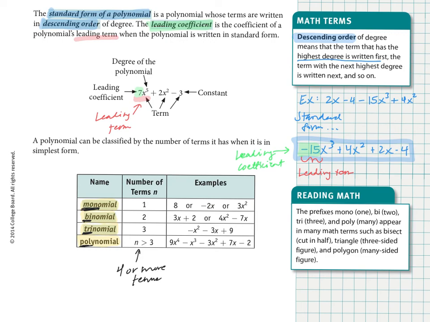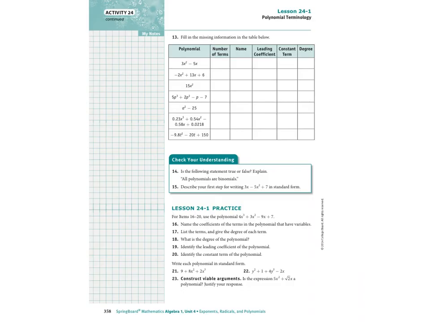Let's go ahead and head to the next page. Now, at this point, your teacher is going to be assigning you your homework for tonight, because I know this was a bigger lesson, looking at our vocab. For Miss Graham's class, we are going to be looking at page 358. I want you to do number 13 for homework. That means you are completing this table.